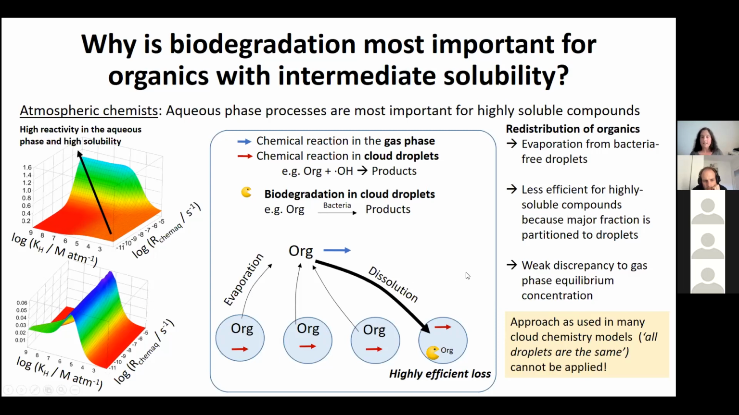It's very interesting in terms of the numerical consideration, but it's really bad news for modelers because in many cloud chemistry models, it is assumed that all droplets are the same. If you assume that all droplets are the same, you never get a pattern like this. You don't see that the intermediate soluble compounds are the more important ones compared to the very soluble ones. So that definitely requires some parameterization or new description of how to describe it in larger scale models where we do not have all these individual droplets.